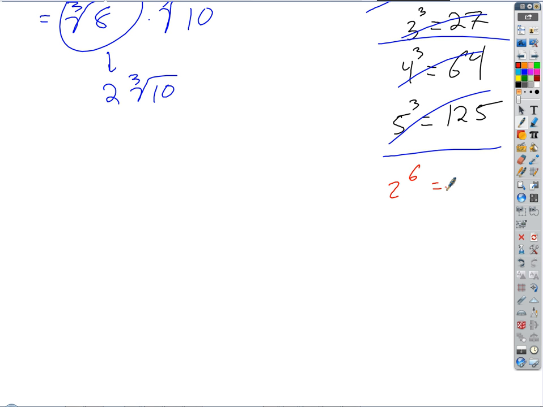I could say 2 times 2 is 4, times 2 is 8, times 2, times 2, times 2 is 64. So I could do it that way, right? But that's kind of time consuming and tedious.